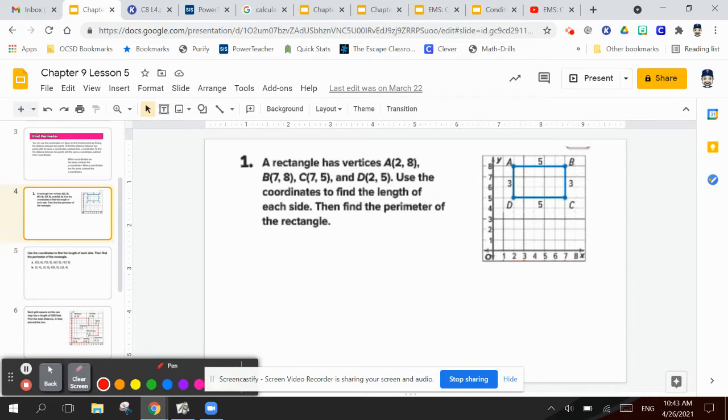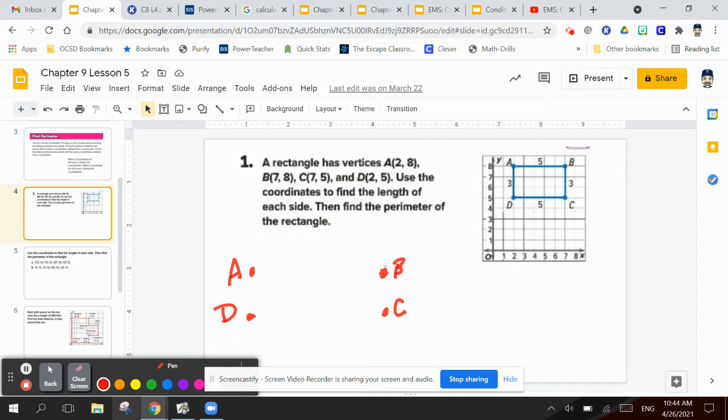So when I look at example 1, it says a rectangle has vertices A at 2, 8, B at 7, 8. Sorry, we're going to erase that. B is at 7, 8. So I'm going to go all the way over to find 7 and go up to 8, which is B. I'm going to go over to 7 and go up to 5 to find C, and over to 2, up 5 to find D.